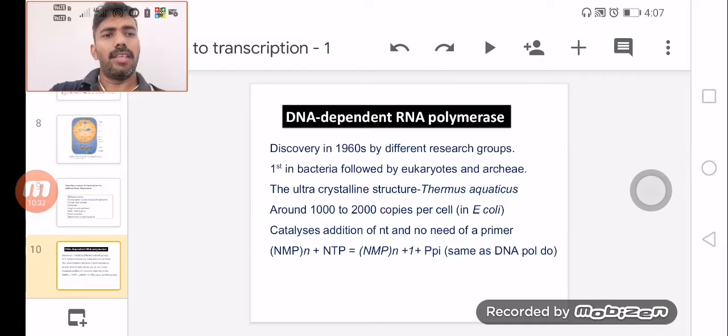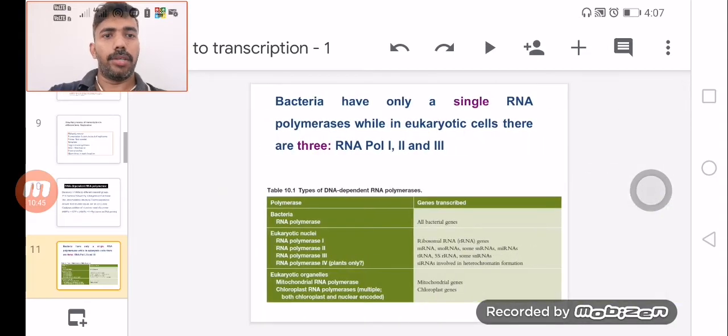And the catalysis is the same as that of DNA polymerase, that there is an addition of a nucleotide triphosphate to a growing end of a nucleotide chain. So the reaction, we'll see that later. The polymerase enzymes are present in all forms, but as I already noted, in bacteria we have a single type, but in eukaryotic systems we have 3 different types. Each is specific for each set of RNA molecules.